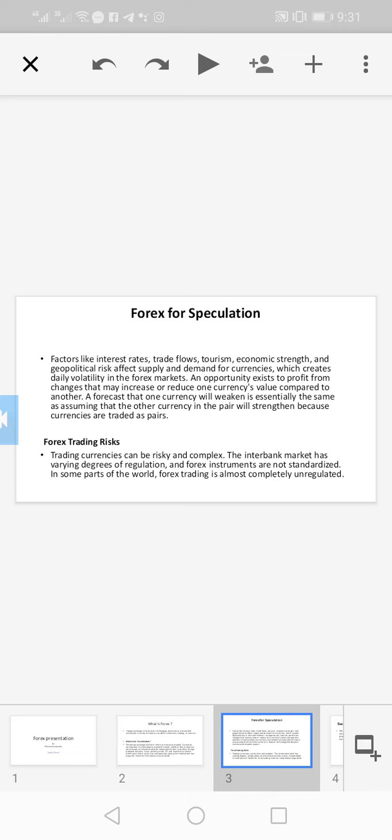Okay, factors like interest rates, trade flow, tourism, economic strength, and geopolitical risk affect supply and demand for currencies, okay, which creates daily volatility in the forex market. An opportunity exists to profit from changes that may increase or reduce one currency's value compared to another. A forecast that one currency will weaken is essentially the same as assuming that the other currency in the pair will strengthen, because currencies are traded in pairs.